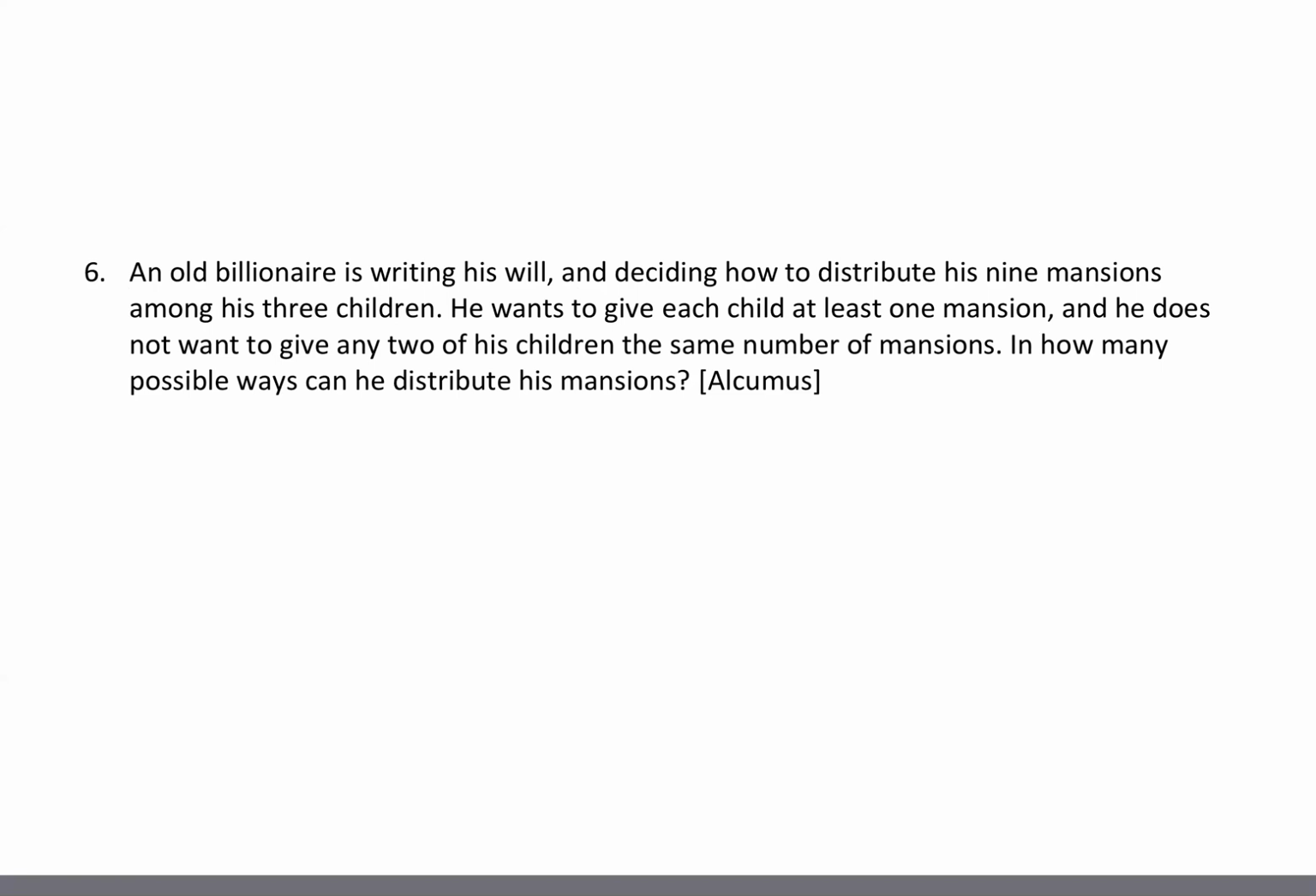Okay, so an old billionaire is writing his will and deciding how to distribute his 9 mansions among his 3 children. He wants to give each child at least 1 mansion, and he does not want to give any 2 of his children the same number of mansions. In how many possible ways can he distribute his mansions?